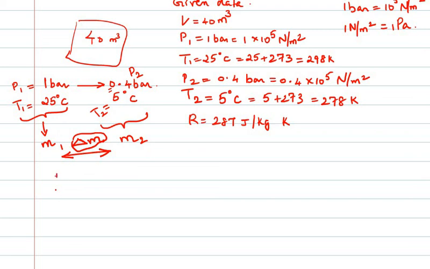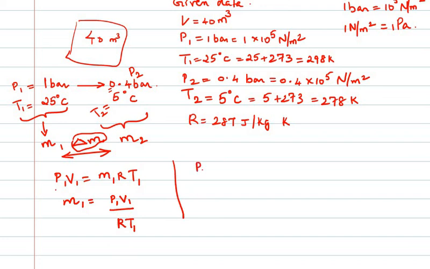We all know that P1 V1 is equal to M1 R T1. So ideal gas, I can write PV is equal to MRT, the general equation. If I apply this to the state point 1, I will be getting P1 V1 is equal to M1 R T1. So from this equation I can find what is M1. So M1 is equal to P1 V1 divided by R into T1.